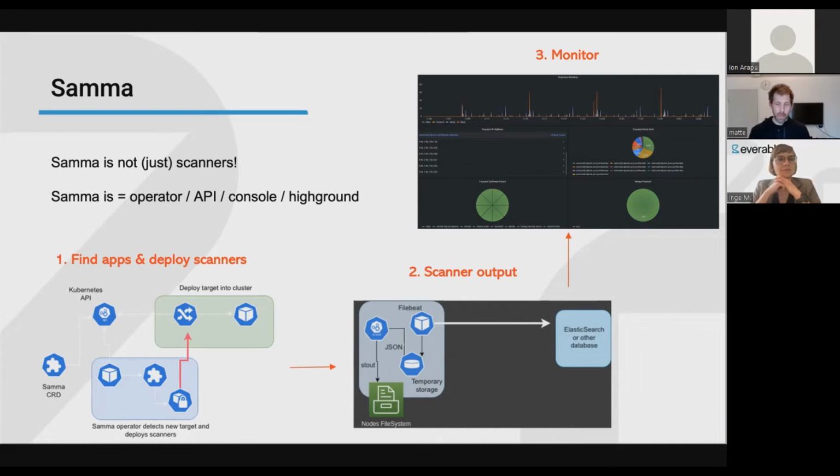And then I also added High Ground here. High Ground is not really part of Samma. It's made up of standard components. It's Elasticsearch at the bottom that will store all the results. And then the results can be visualized by Kibana and Grafana. You can see the charts here kind of show how the flow is going. First it finds the app and deploys scanners. Then it will take the output and pour it into Elasticsearch, and then you can visualize the results with Grafana in this case.